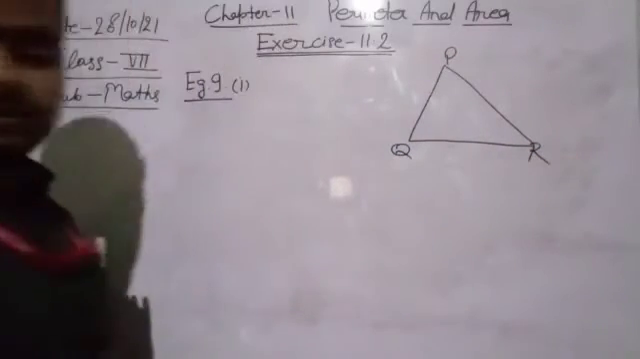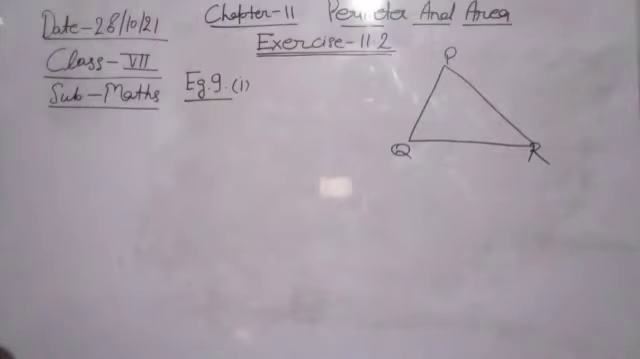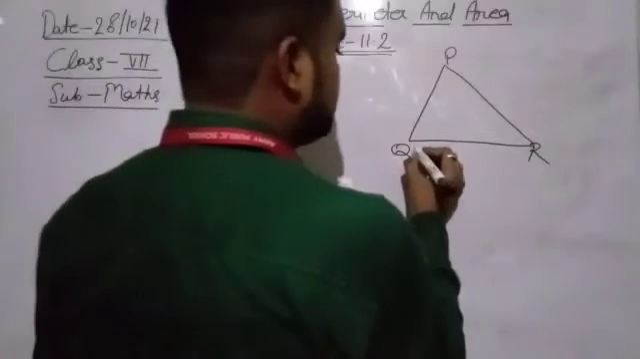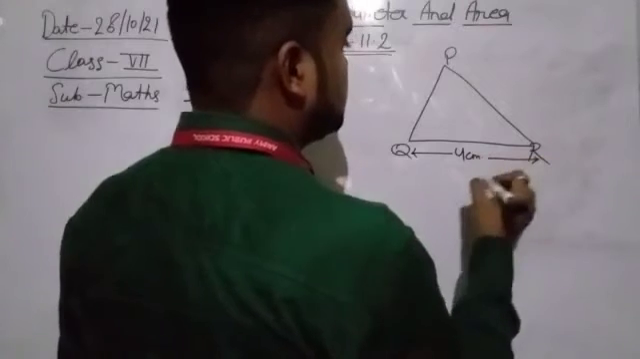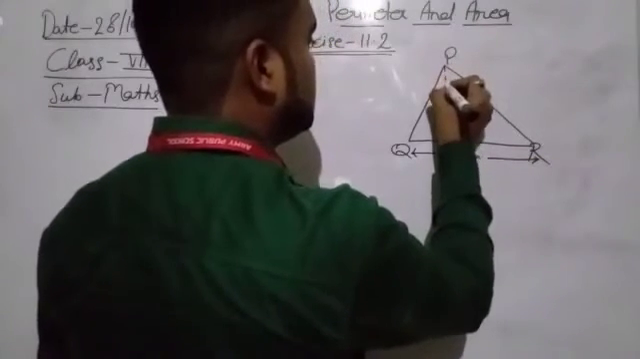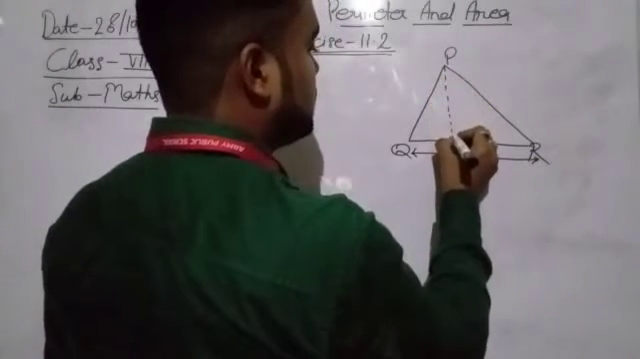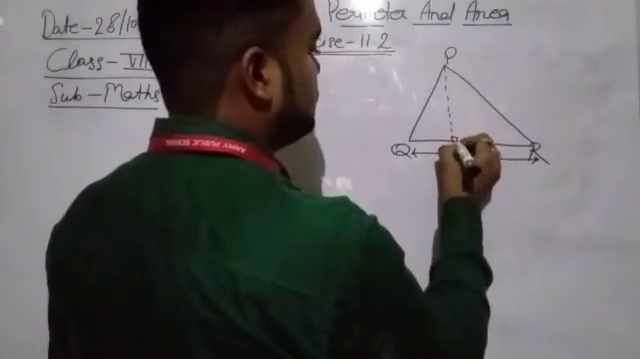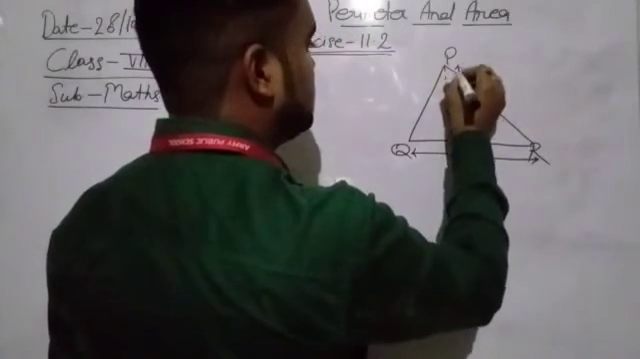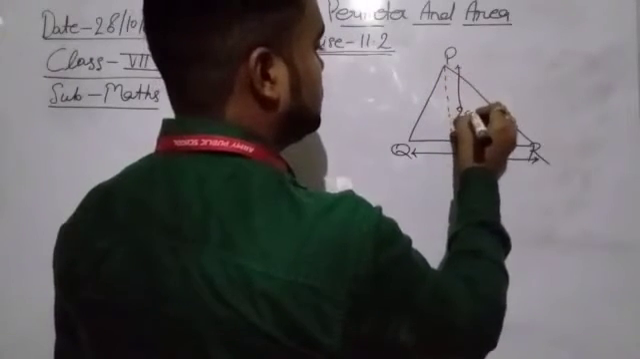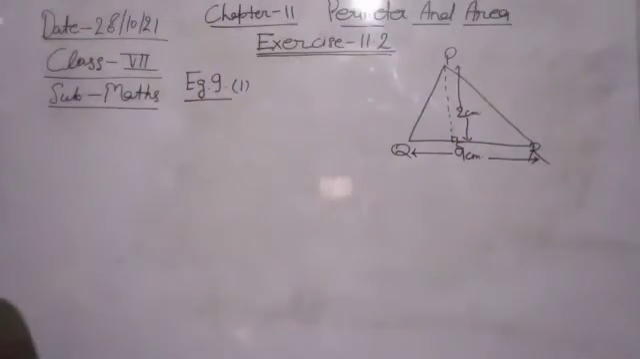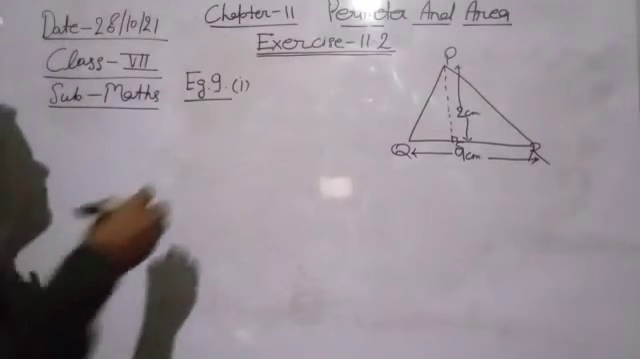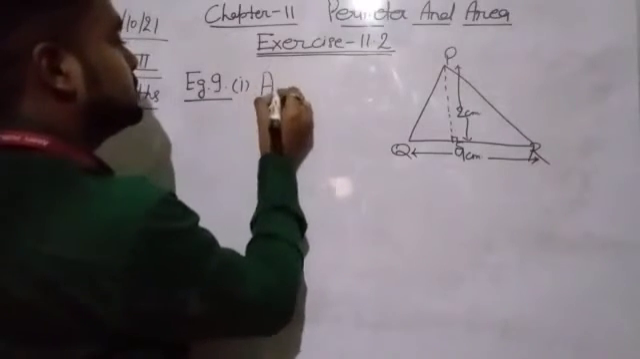and in this figure, this base is 4 centimeter and this height PS is of 2 centimeter. Now by this information we have to find the area of triangle PQR.